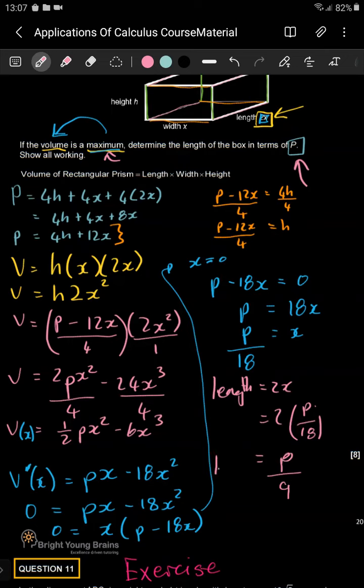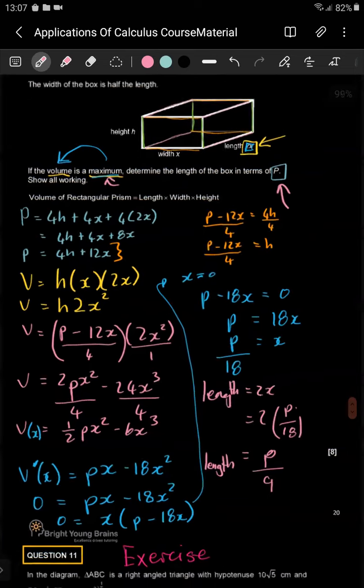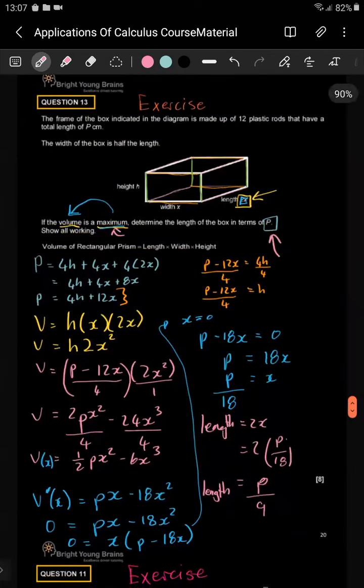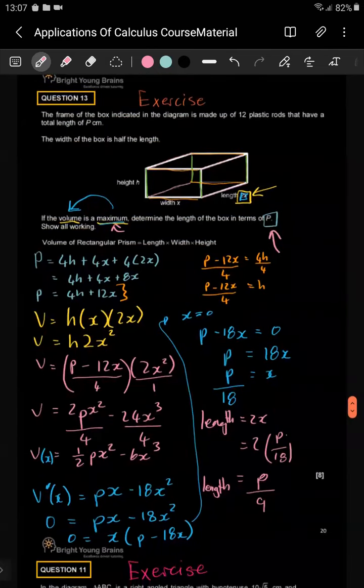Whew, this is quite an interesting question with an interesting answer. And you can see why it's 8 marks, because it's not child's play. It's the kind of question that needs you to understand what these keywords mean. If the volume is a maximum, determine the length of the box in terms of P.